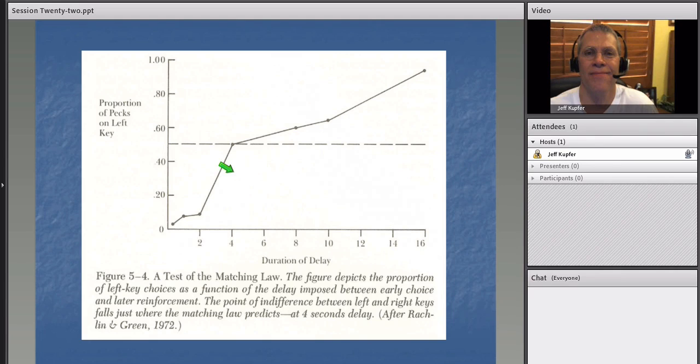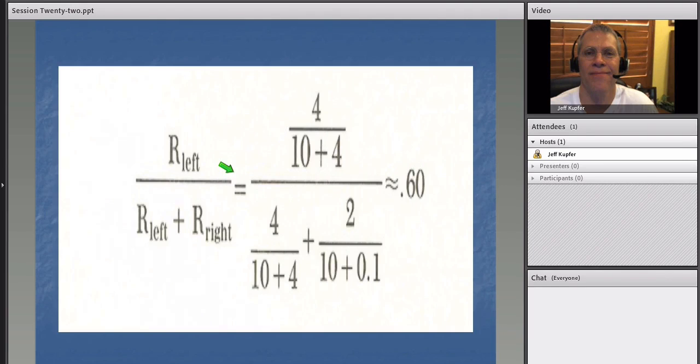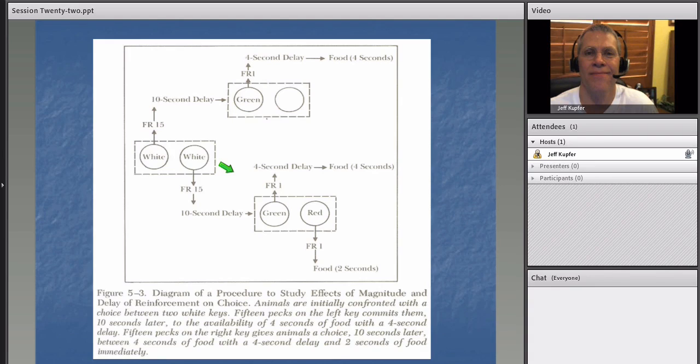And that's exactly what this equation shows you. Okay? Short delays will lead to preference for the red key, or the situation which gains access to the red and green key. But at longer delays, they switch over and stick with the one that only gives them the green key. Matching law. Now again, based on logic, you would have predicted perhaps something else. But matching law tells us that something else has to be taken into consideration.